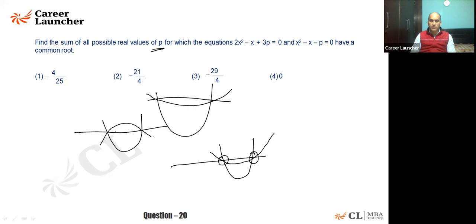They can be in the reverse direction, one downward and the second upward. Of course, that is not the case because both of them are positive. So they are like this.